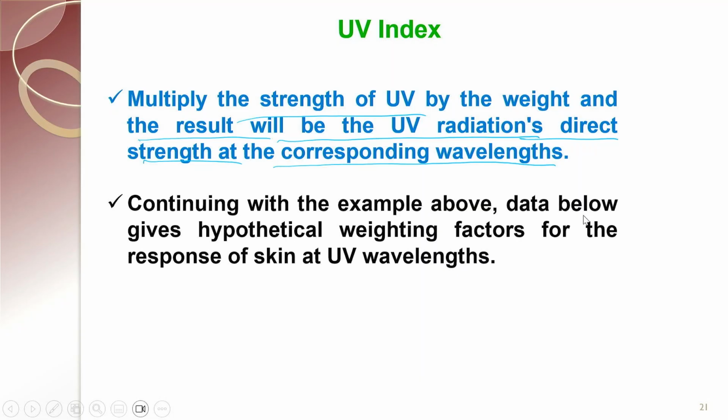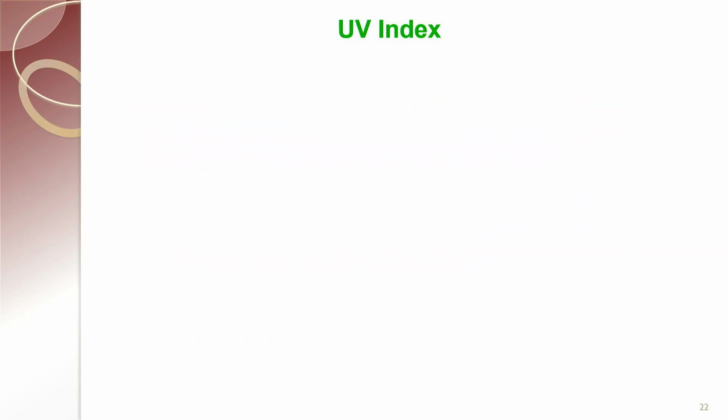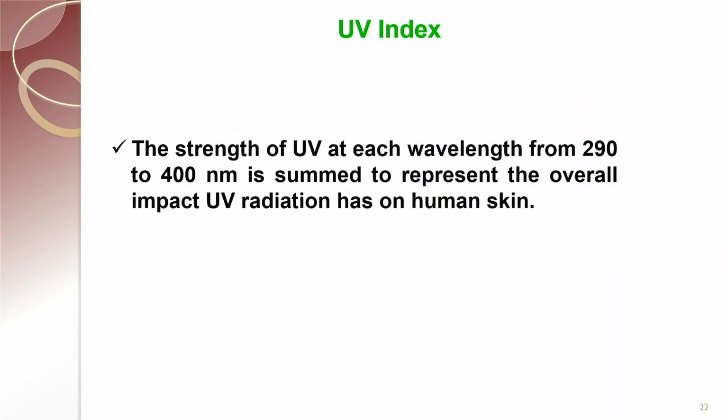So, continuing with this example, the data below gives the hypothetical weighting factor for the response of the skin at different wavelengths. Now, the strength at each wavelength from 290 to 400 nanometer is summed to represent the overall impact of UV radiation on human skin. So, we just add.